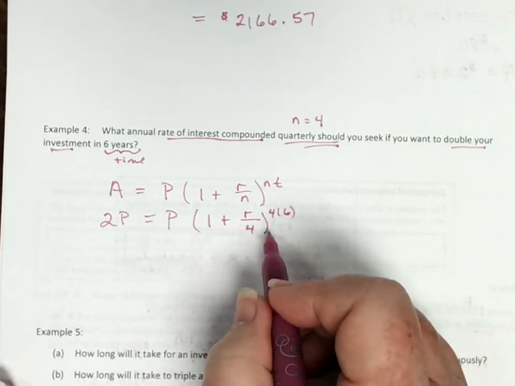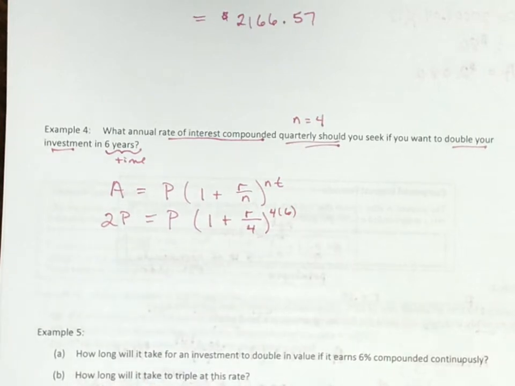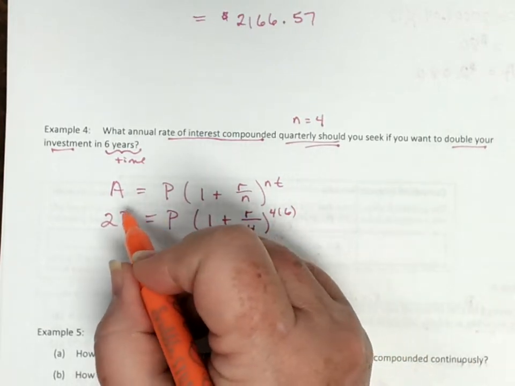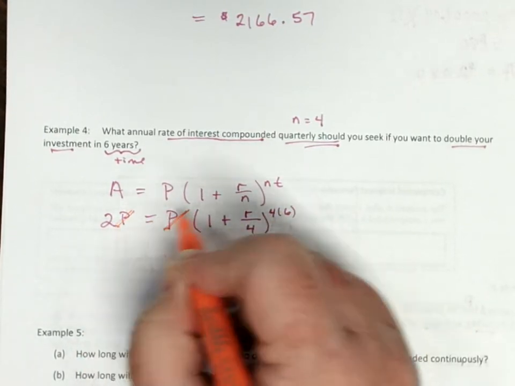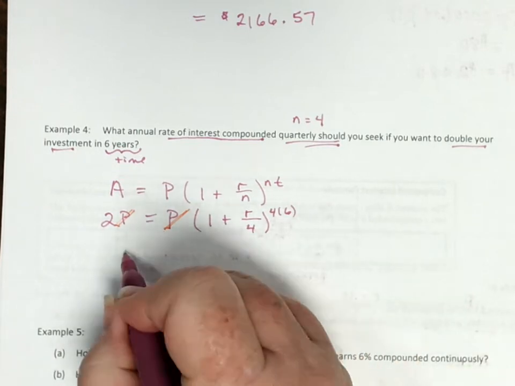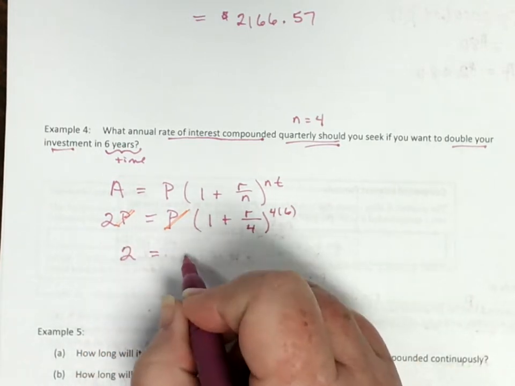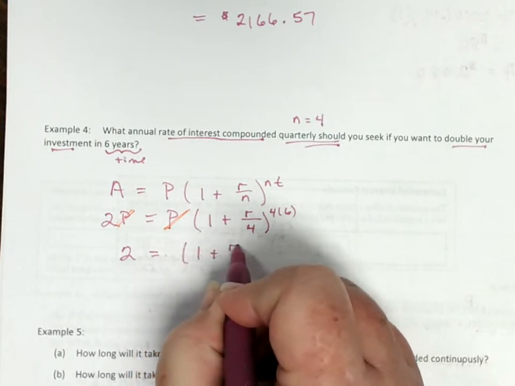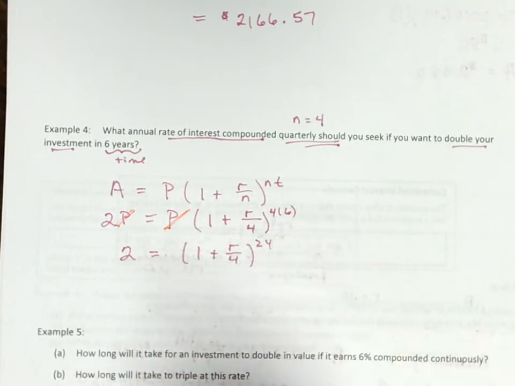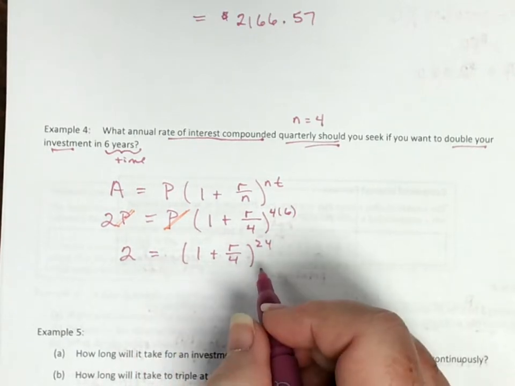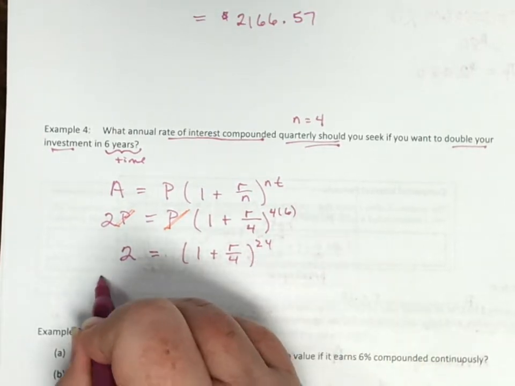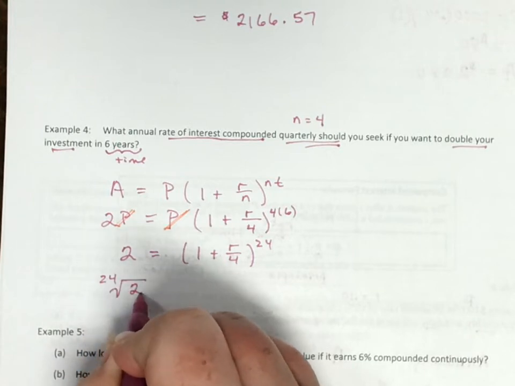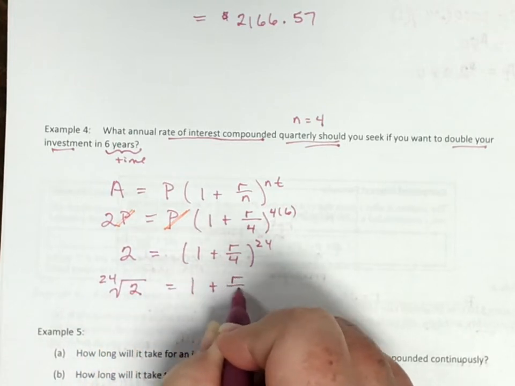Notice I plugged in everything, and it looks like I still have 2 variables, but notice when I'm simplifying this problem, can't these P's cancel? So I've got P divided by P on both sides, and I just end up with twice as much as I have now times 1 plus R over 4 raised to the 24th power. Now this particular problem is easy to solve using skills that you learned in middle school. How do you solve when you have a 24th power? Well, you take a 24th root. So the 24th root of 2 equals 1 plus R over 4.